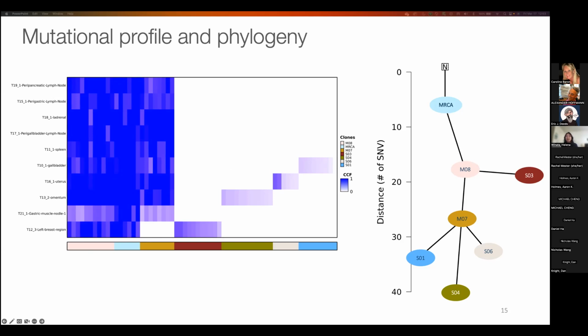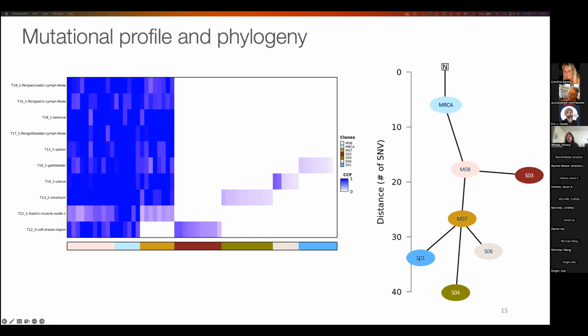And so from that, we can build this phylogenetic tree on the right, which shows the relationship between these clones and the distance between them. And here, the distance means the number of distinct mutations it accumulated relative to its parent. And so based on this analysis, we can infer which mutations appear early in the tumor, for example, in the MRCA or pink M08 cluster, and compare them to the ones that appear later, which are the ones in these leaf nodes.